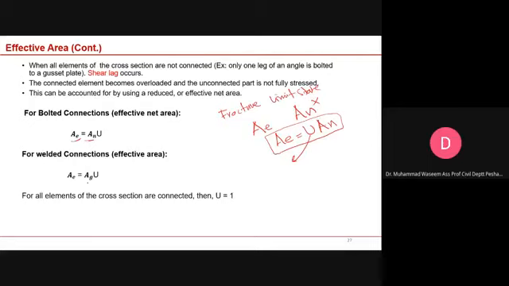And for the welded connection, this effective area is related to the gross area, because there will be no net area in the case of a welded connection. So for welded connection, gross area. And this relationship holds for a bolted connection as effective area and net area. If all elements of the connection are connected, then there will be no shear lag. If any part of the member is not connected, then you will have this shear lag.